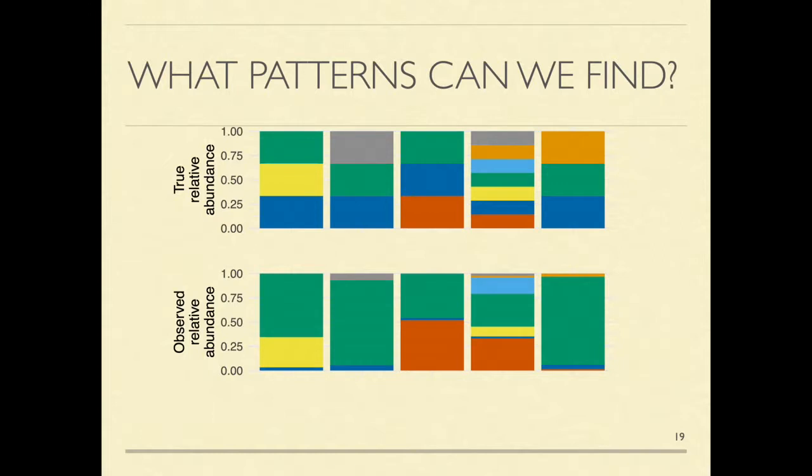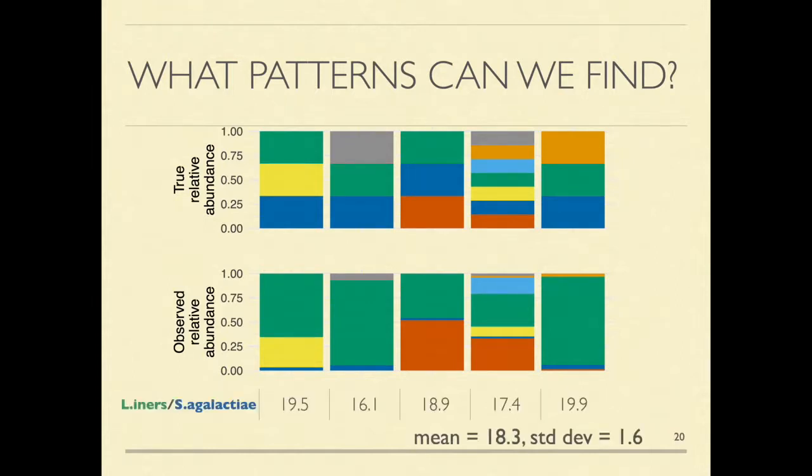What we see is that the green taxon is consistently over-observed, and exactly how over-observed it is varies from sample to sample. But if we look at the ratio of this green taxon, which is Lactobacillus iners, to S. agalactiae, which is in blue, we see a pretty consistent factor by which Lactobacillus iners is over-observed. Essentially, it's consistently about 18 times over-observed compared to S. agalactiae.